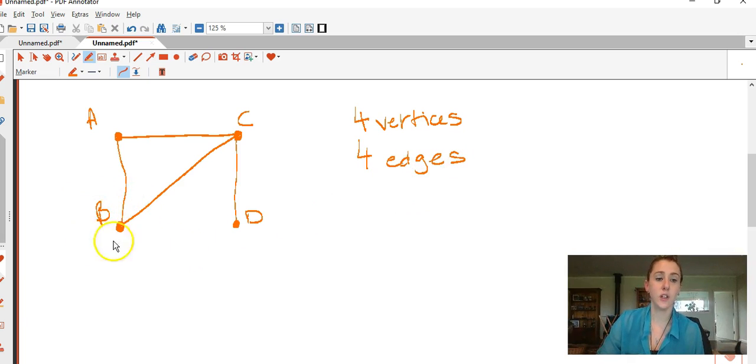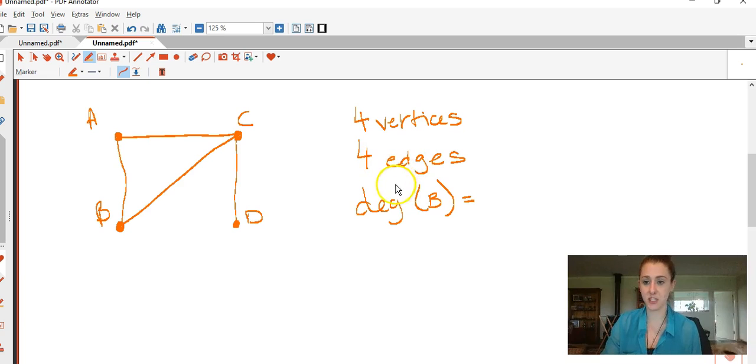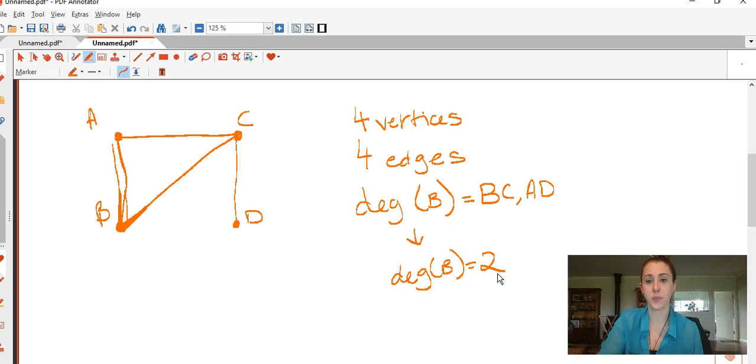Then I want to know what the degree of vertex B is. So degree of B, so what it's asking when it's talking about the degree of a vertex is how many edges come into or connect B. So you can see that we've got AB and BC, which means that we would simply have to write that the degree of B is equal to 2, which means that it's an even vertex. B is an even vertex.